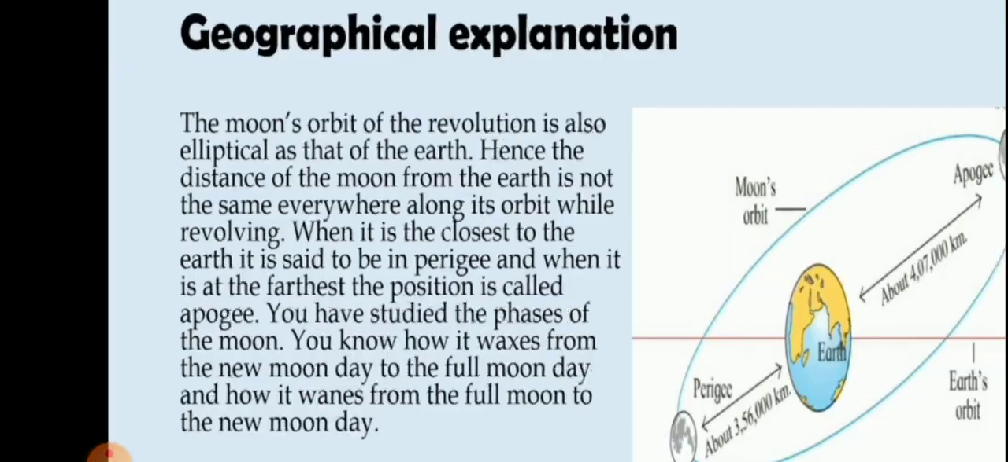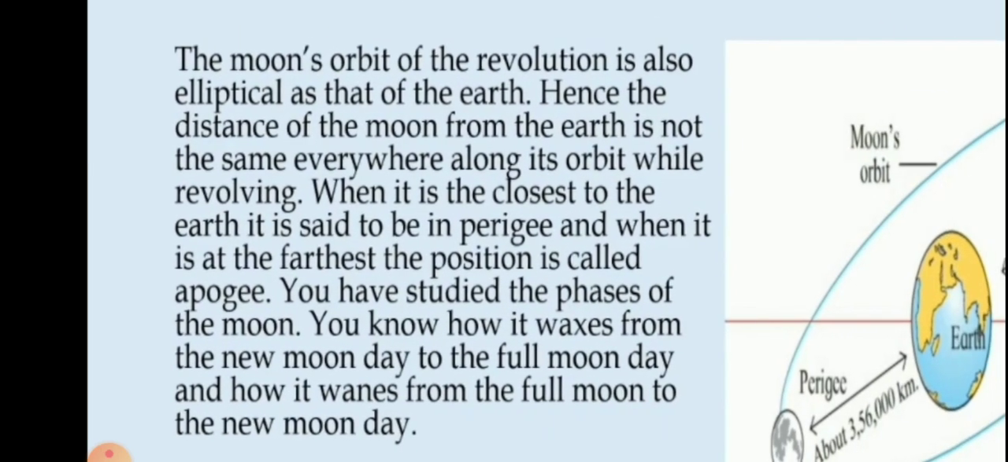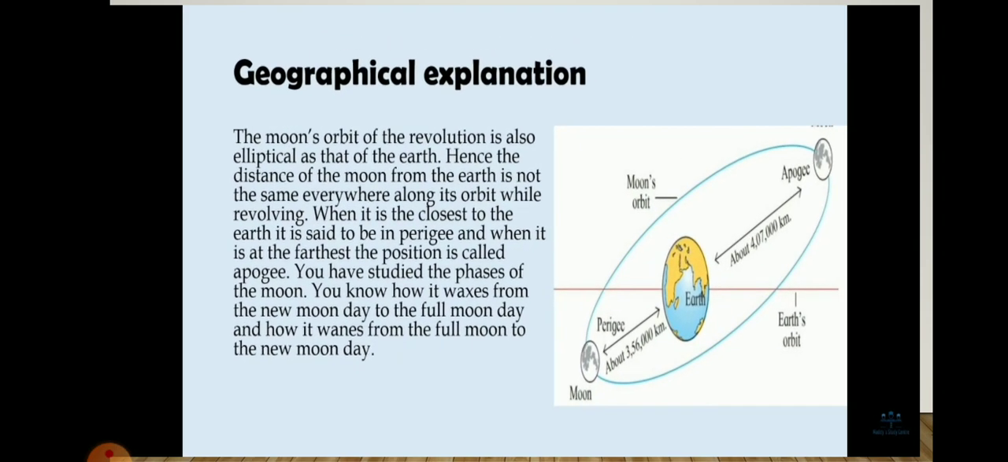Geographical explanation. The moon's orbit of revolution is also elliptical, as that of the earth. Hence, the distance of the moon from the earth is not the same everywhere along its orbit. While revolving, when it is the closest to the earth, it is said to be in perigee, and when it is at the farthest, the position is called apogee.